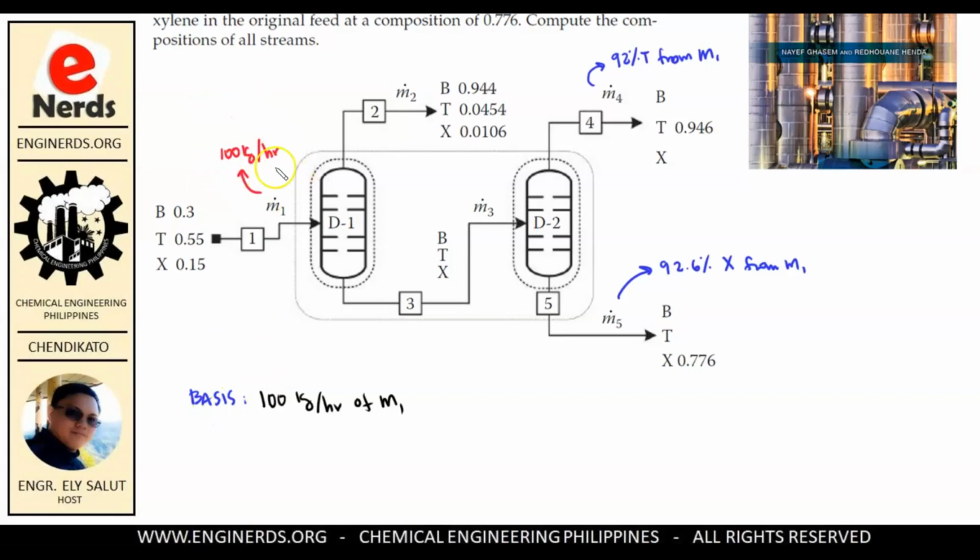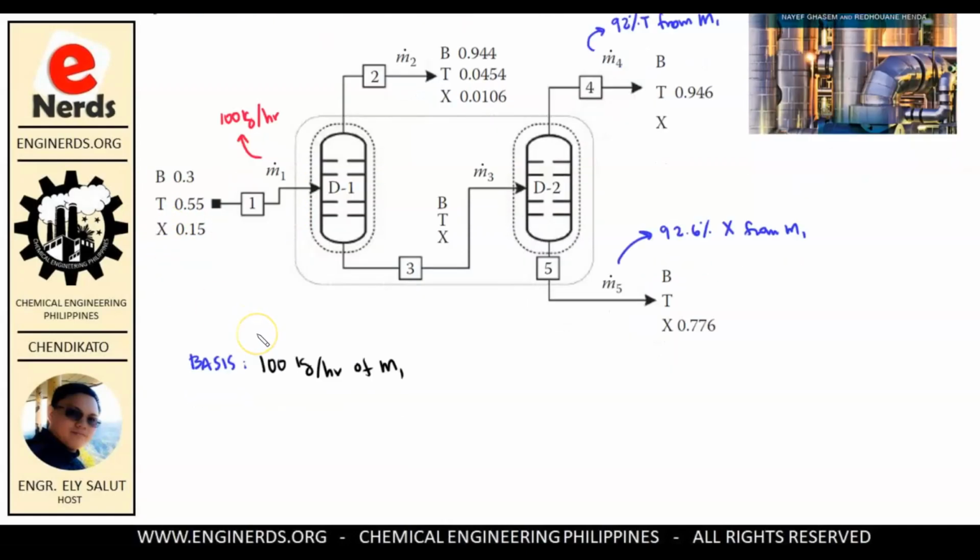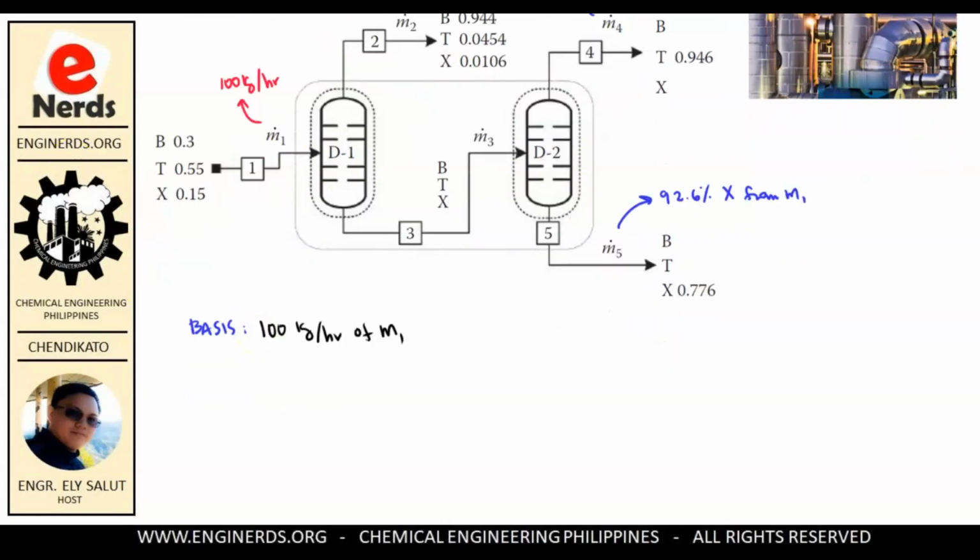And since we already have a value for our M1, we can determine the value of our benzene, toluene, and xylene in our feed. Okay? So, let us write that here. Our feed or M1 composition.